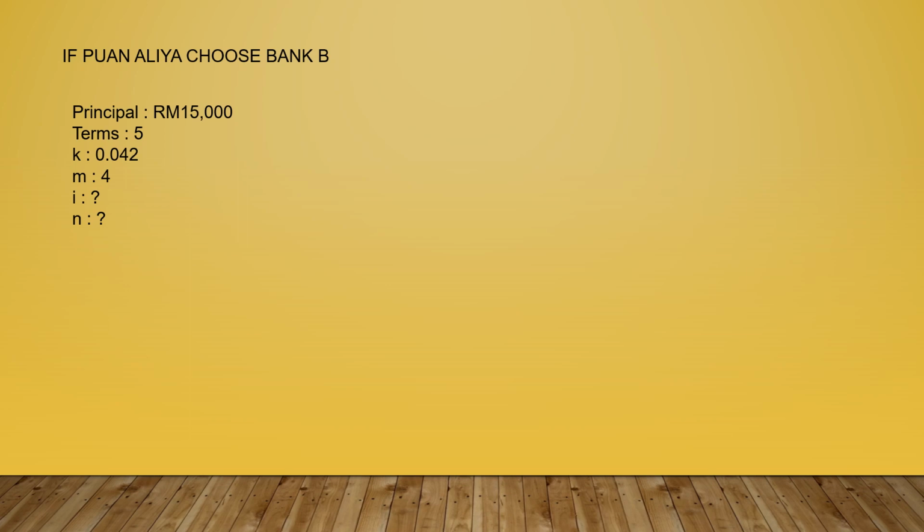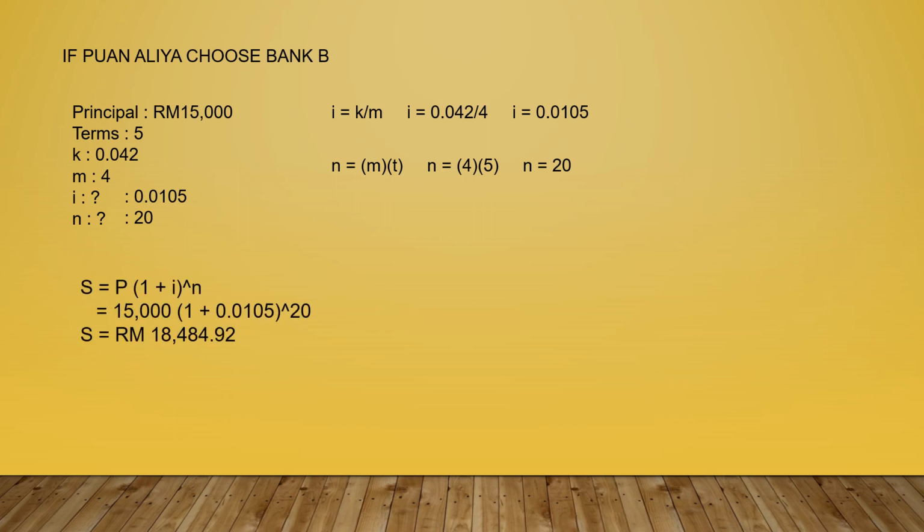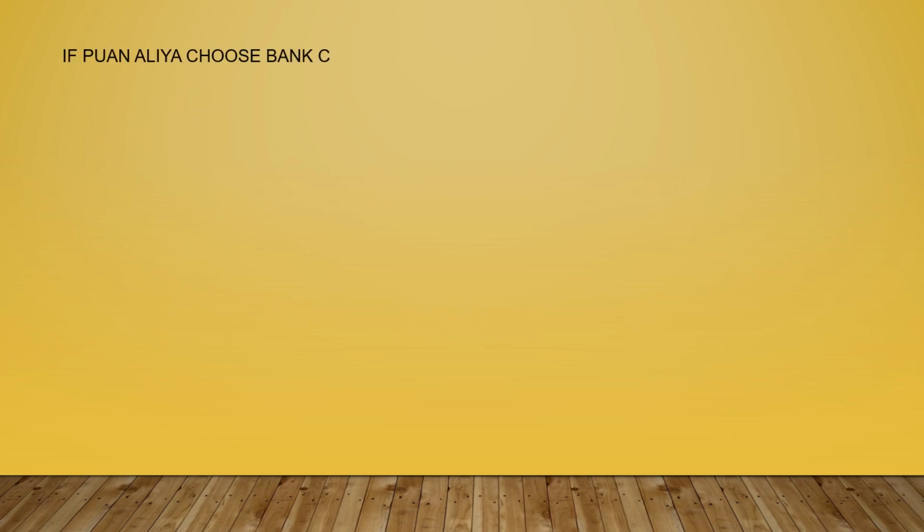For Bank B, principal is 15,000, terms 5 years, K rate 0.042, M is 4, I is the interest, and N is the number of interest periods we need to calculate. It is the same as Bank A: how to calculate I and N, using this formula, then you will get the answer. For the future value of Bank B, we get 18,408.92. And for the interest of Bank B, we get 3,408.92.